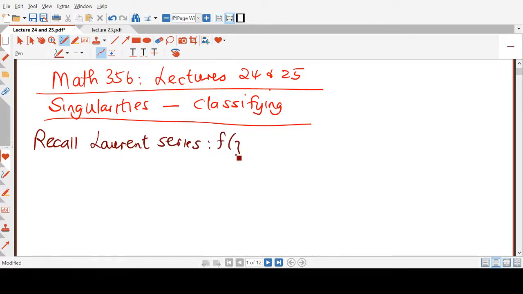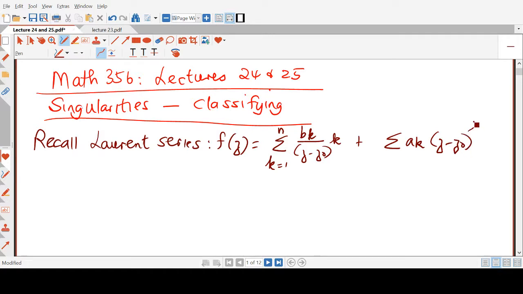I can write a function f of z in the shape of the sum of b_k over (z minus z naught) to the power k, from k equals 1 to n, plus the sum of a_k (z minus z naught) to the power k, from k equals 0 to infinity. That's a Laurent series expansion. This part here is the Taylor series. You can always expand about the point z naught, and this coefficient will be the k-th derivative divided by k factorial.